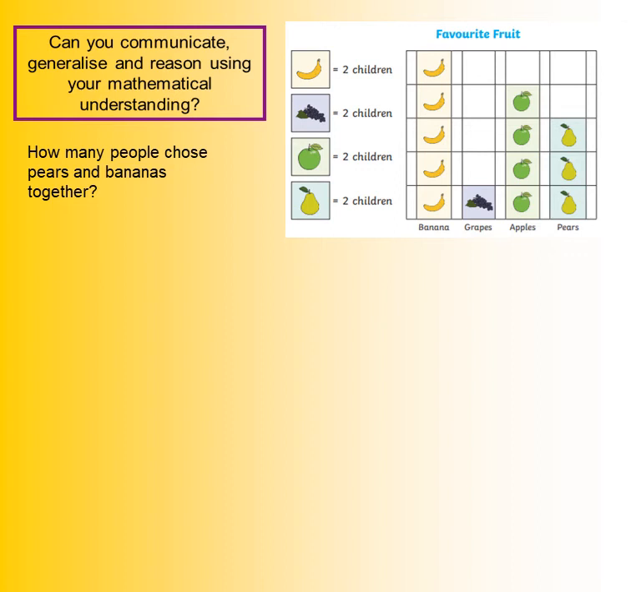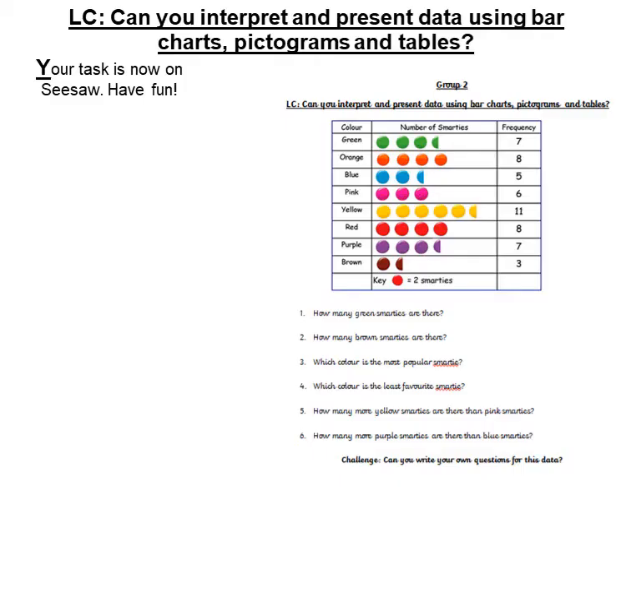Okay, so you should have 6 people chose pears, so you should have 6, add or plus 10, for 10 people chose bananas, so 6 add 10 equals 16. Well done, guys. Okay, then Group 2, your activity today is to have a look at this data about Smarties.